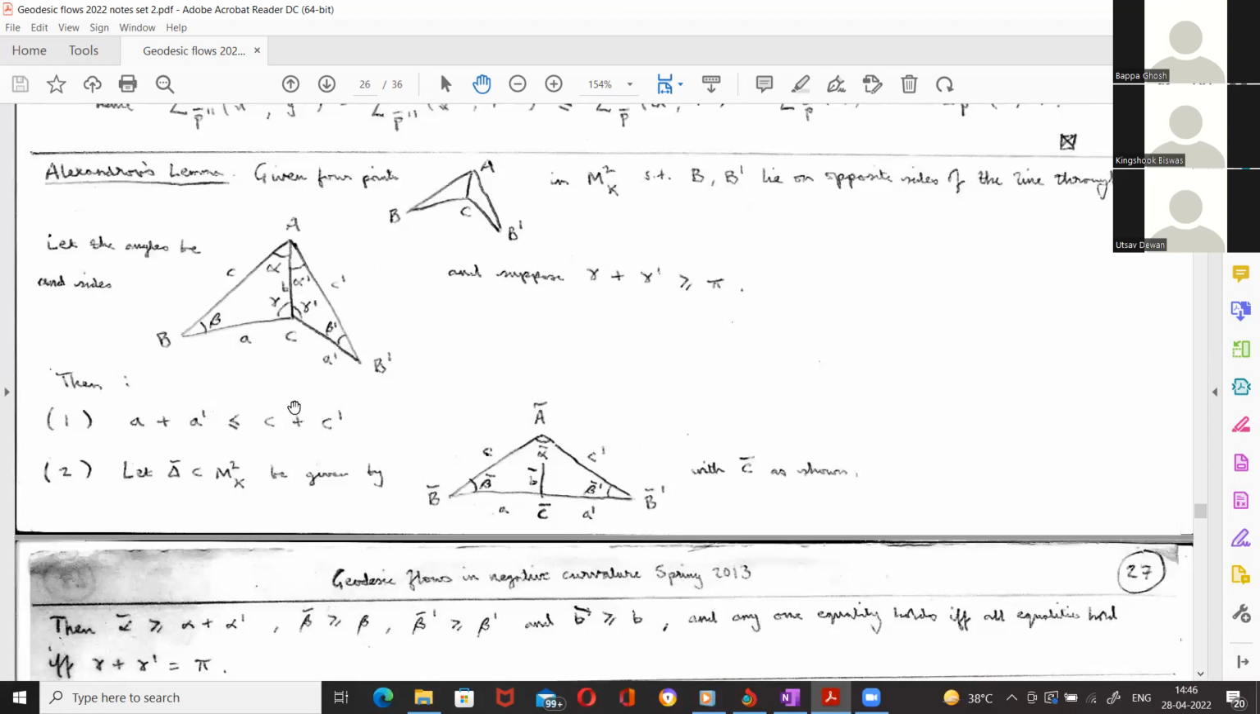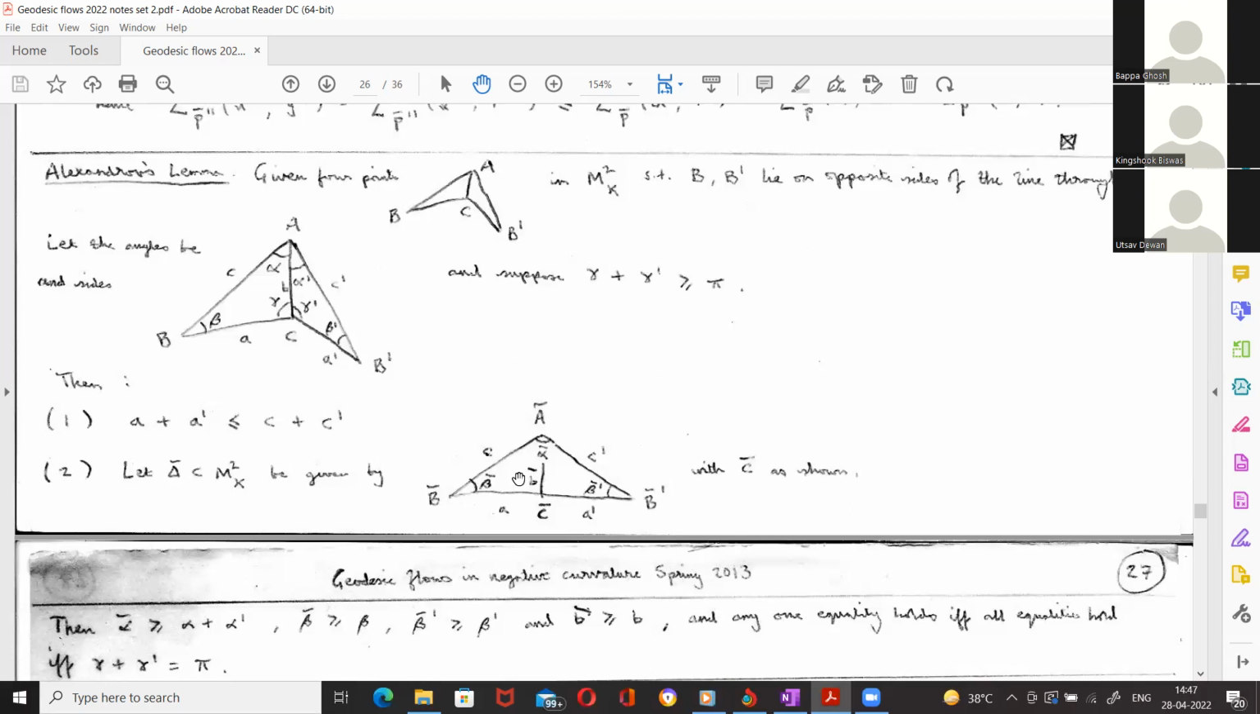Secondly, we can do the following. Suppose we construct one triangle in M_kappa^2 by straightening out this side. What do I mean? That means I construct a triangle whose sides at the vertex A bar are c and c', the same as these sides. But the third side is equal to the sum of these two sides, a plus a'. So this side is a and this is a'. So I've sort of straightened out this, okay?